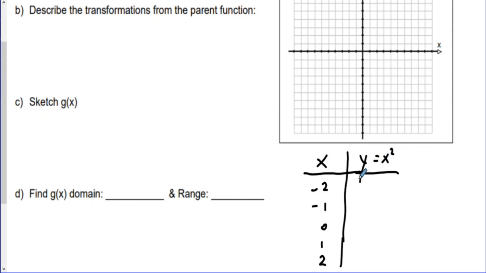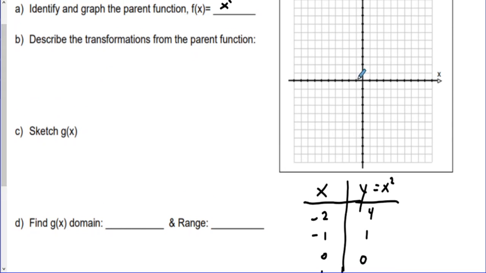If I plug these in and square them, I'm going to end up with a 4, a 1, a 0, a 1, and a 4. That's the x values all squared. If I graph that, here's what I end up with: -2 up to 4, -1 up to 1, 0 to 0, 1 to 1, and 2 to 4. And this is a nice U-shaped graph, which in an Algebra 1 class you should have seen referred to as a parabola.